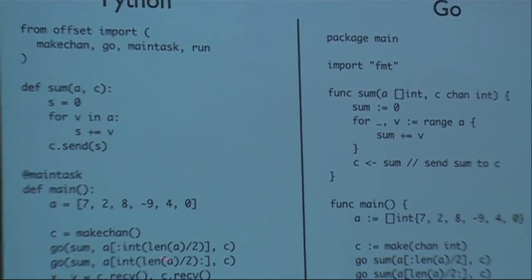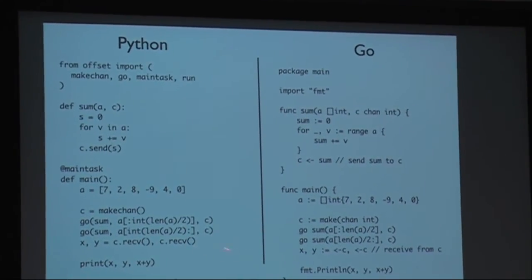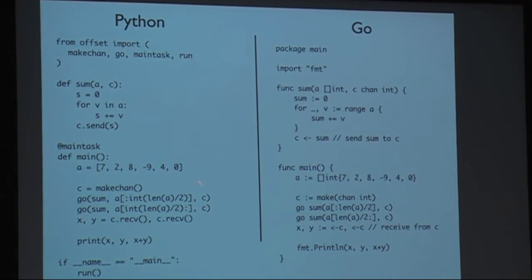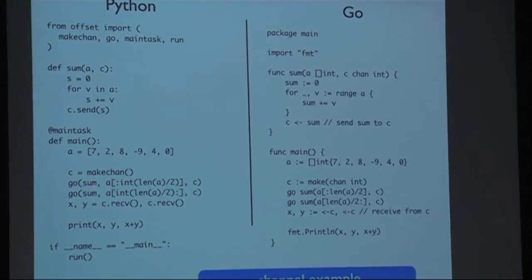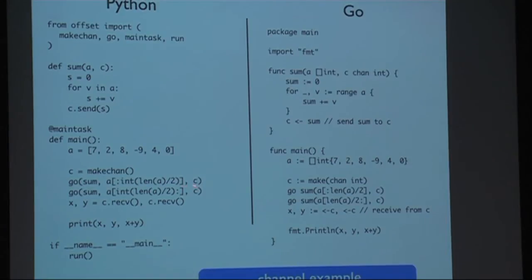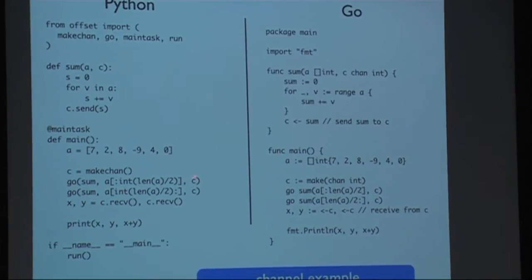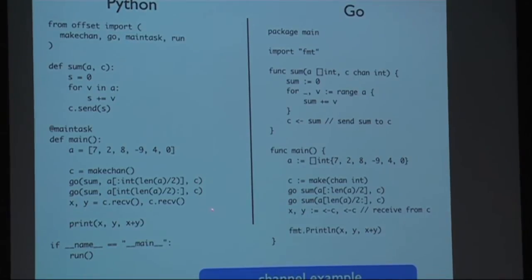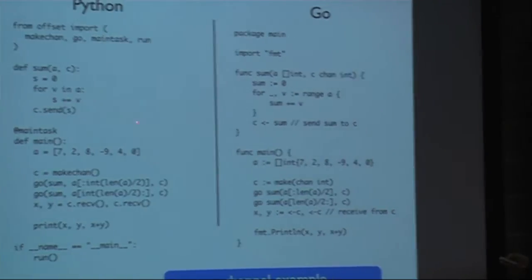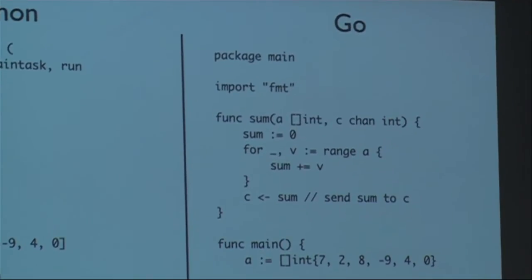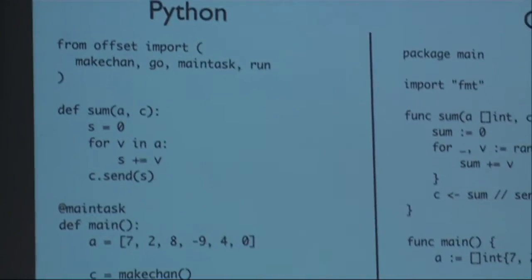Concrete example. Here we are doing a sum, and to do this sum faster, we are splitting it in two parts and doing the sum concurrently in two tasks. We are launching the two tasks, the first one with the first part of the array, and the second with the second part of the array. And we are creating a channel between them, passing the same channel to each task. The sum function is summing the data passed in the array and sending it back to the channel. In the main task, we are receiving on X the value of the channel, and we are receiving on Y the value of the channel.